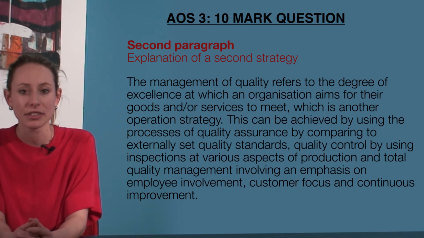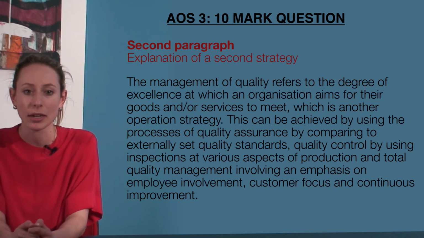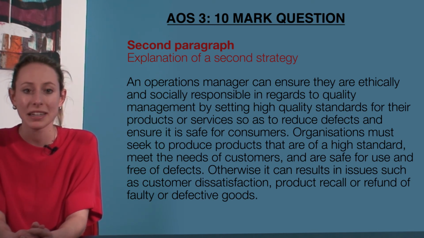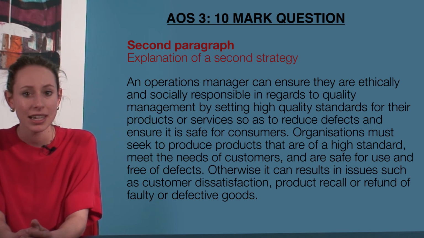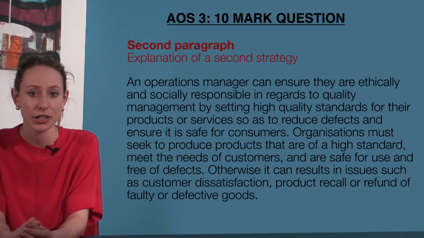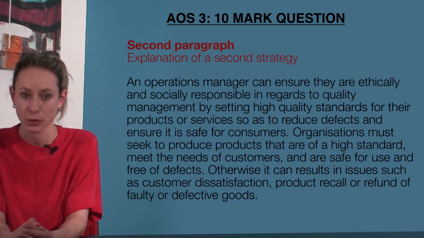This can be achieved by using the processes of quality assurance by comparing to externally set quality standards, quality control by using inspections at various aspects of production, and total quality management involving an emphasis on employee involvement, customer focus, and continuous improvement. An operations manager can ensure they are ethically and socially responsible in regards to quality management by setting high quality standards for their products or services so as to reduce defects and ensure it is safe for consumers. Organisations must seek to produce products that are of a high standard, meet the needs of customers, and are safe for use and free of defects. Otherwise, it can result in issues such as customer dissatisfaction, product recall or refund of faulty or defective goods.